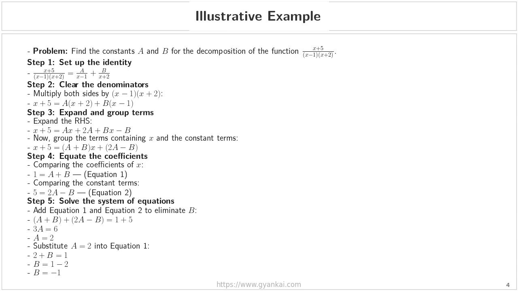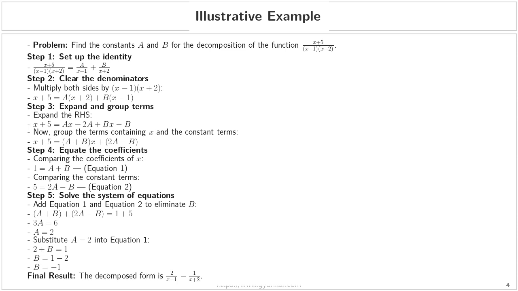Now that we know a, we can substitute it back into either equation 1 or equation 2 to solve for b. Let's use equation 1. 2 plus b equals 1. Subtracting 2 from both sides, we get b equals negative 1. Final result. Therefore, the decomposed form of our original function is 2 divided by x minus 1 divided by x plus 2.